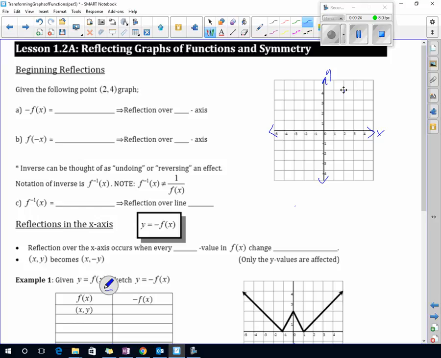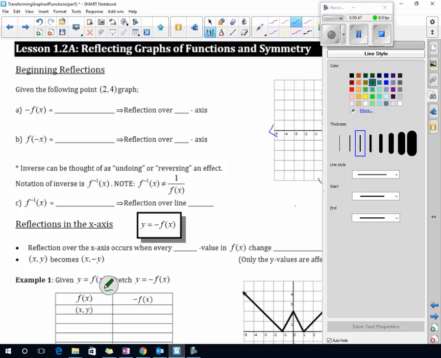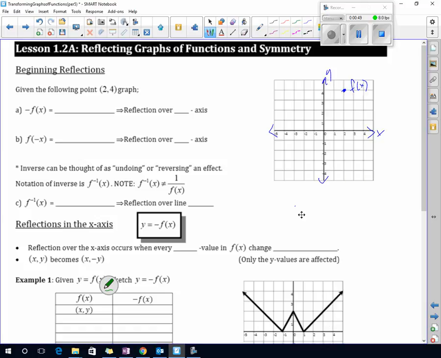Does anybody think they know how to plot the function negative f of x? This is f of x right here, just so you know. How would I plot negative f of x? Okay, I hear -2, -4. Does anybody else want to take a guess? -2, -4. -2, 4. Anybody else want to take a guess?